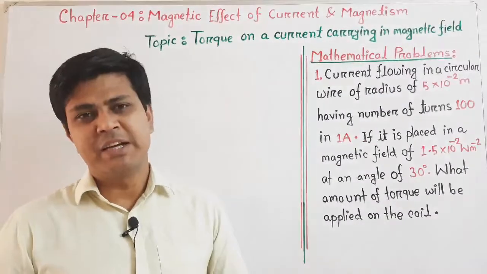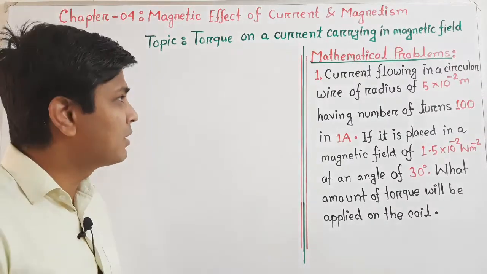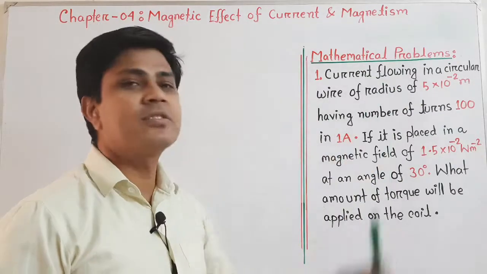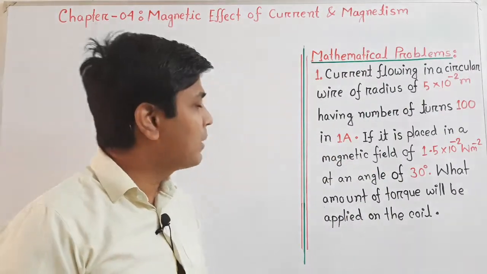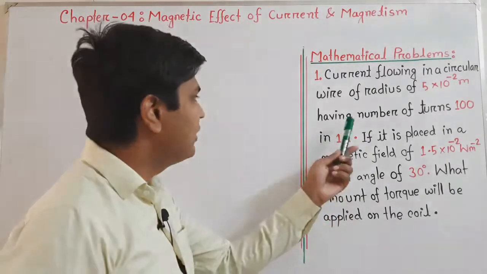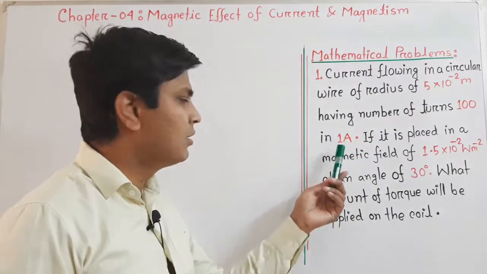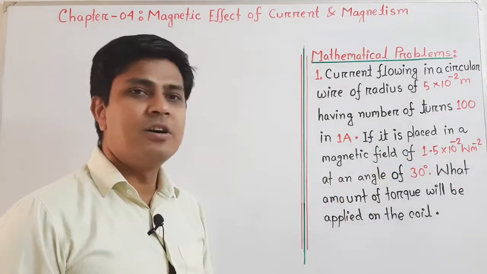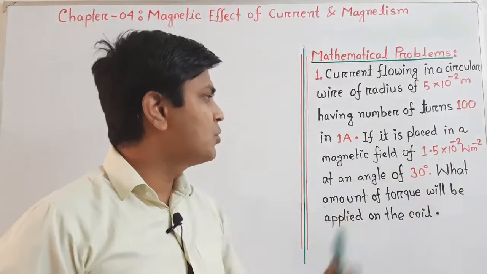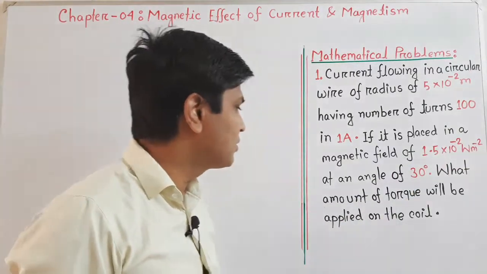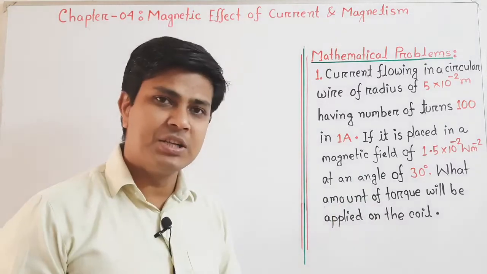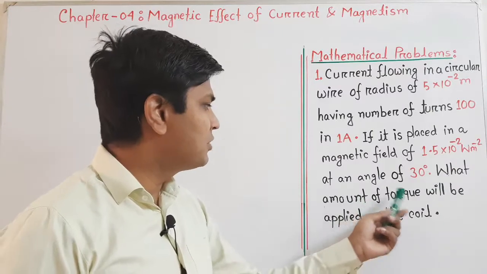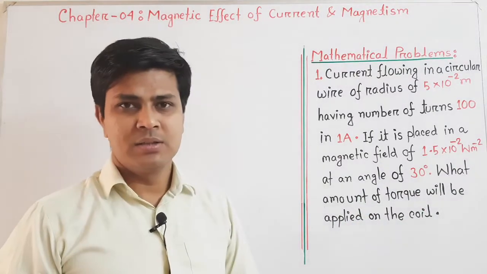Let's solve a mathematical problem. Mathematical problem number 1. The question says a current of 1 ampere is flowing in a circular wire of radius 5 into 10 to the power minus 2 meter, having 100 turns. If it is placed in a magnetic field of 1.5 into 10 to the power minus 2 Weber per meter square at an angle of 30 degrees, find the amount of torque applied on the coil.